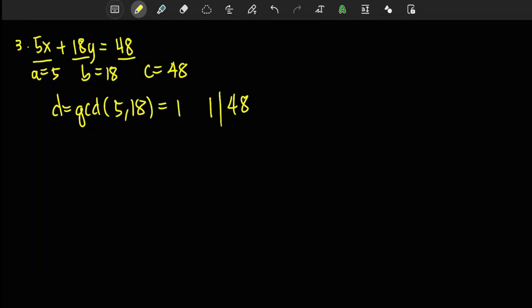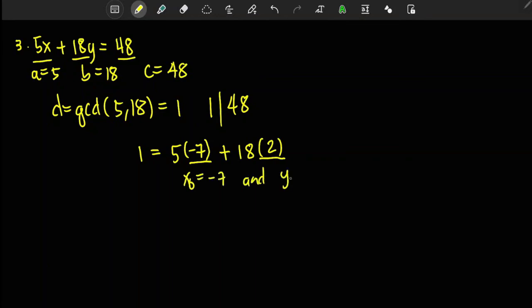So all we need to do is to express 1 as a linear combination of 5 and 18. If you can do it by brute force, it's okay. If it's hard to find values, you can always use the Euclidean algorithm. But in our case, we can easily guess the linear combination. For example, 5 times 7 is 35 and 18 times 2 is 36. So if we make it negative 7, so it's negative 35 plus 18 times 2 is 36. So this particular combination gives us a particular solution. So we have x sub 0 equals negative 7 and y sub 0 equals 2.